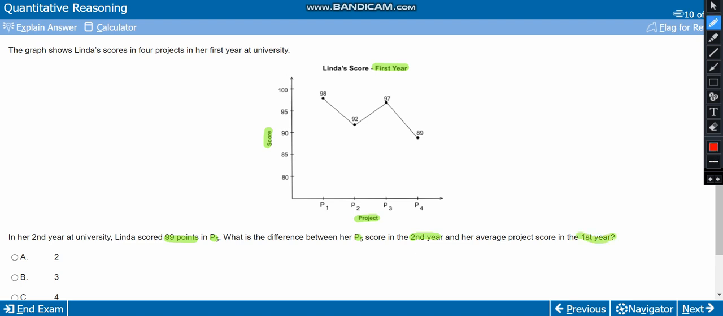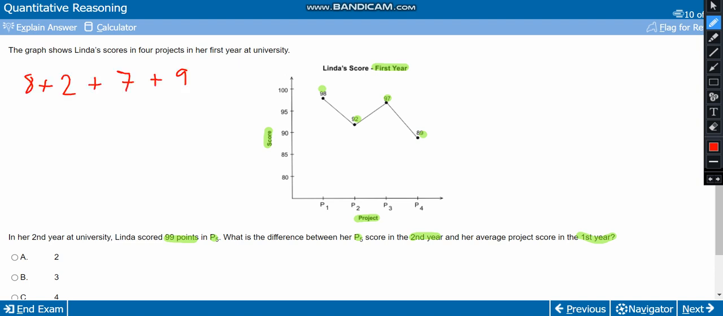To save time in the UCAT, I want to avoid using the calculator, as that's really clunky and it wastes a lot of time. Remember that in order to find the average, we need to add 98, 92, 97, 89, add all the points already available, and divide that by 4, as there are 4 different projects. In order to find this quickly, without having to use a calculator, I like to use this trick.